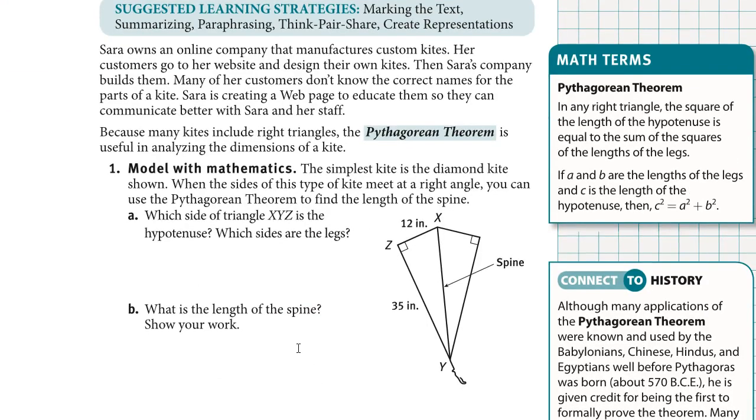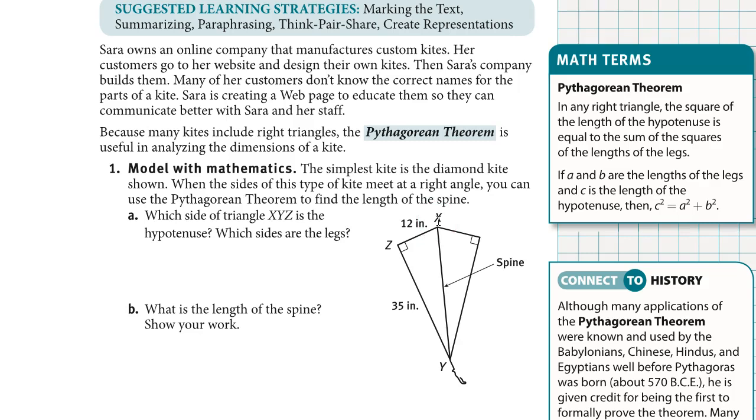Our real-life scenario for this activity is about a company that manufactures kites. Sarah owns a company that manufactures custom kites. Her customers go to the website and design their own kites, and then the company builds them. Many of the customers don't know the correct names for parts of a kite, and so Sarah is creating a web page to educate them so they can better communicate.